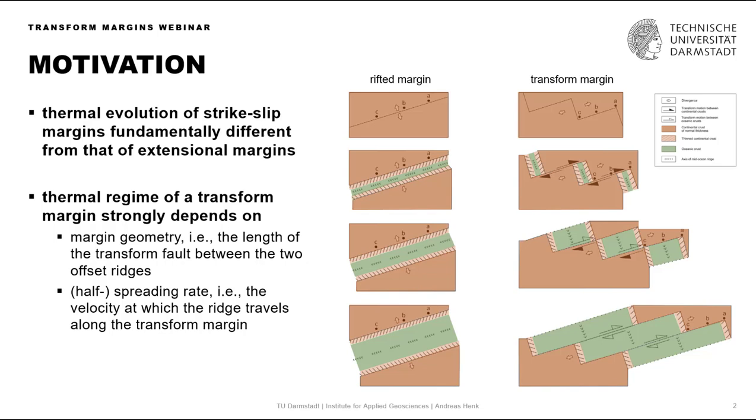Such general qualitative conclusions can already be drawn from this sketch. However, in the real world, and for any quantitative predictions of the thermal regime, the specific local conditions have to be considered. Major factors controlling the thermal evolution of a particular transform margin are the margin geometry, in particular the length of the transform fault between the two offset ridges, and of course the spreading rate, which controls the timing of ridge migration. Thus, no two transform margins will be the same regarding their thermal evolution.